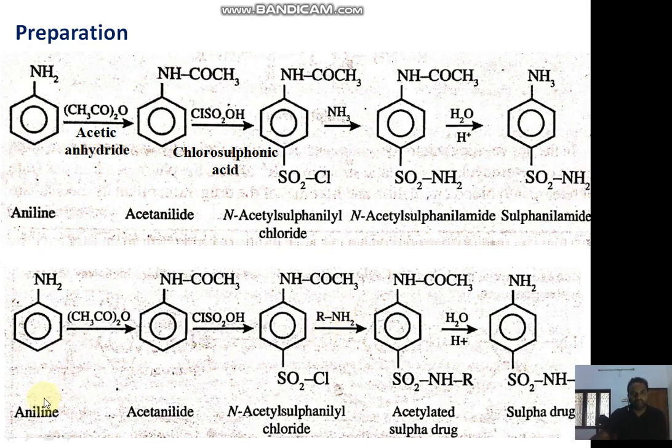So this is the method. Aniline here, the same method. You are treating with acetic anhydride to protect the amino group, and you get an acetanilide. Treating with ClSO2OH, chlorosulfonic acid, you get N-acetyl sulfanyl chloride. Here, instead of ammonia, you are treating with amine or aniline, where you have a different kind of R group, and you get the sulfur drug where the R group is present that you have selected instead of ammonia. You get different kinds of sulfur drug here.